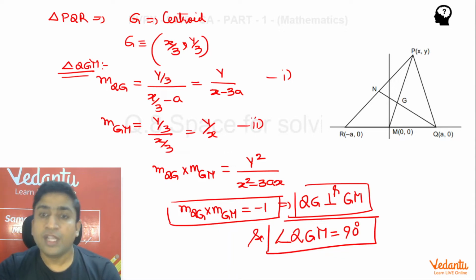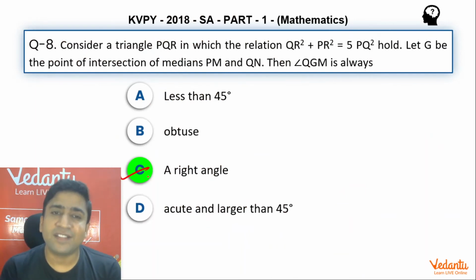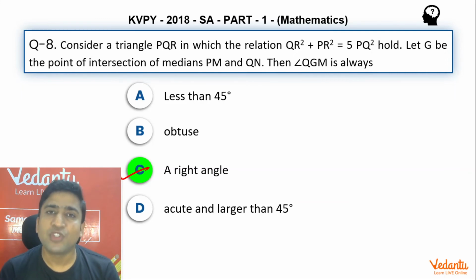Now if you try to watch out for the option, which option was the correct one, I hope all of you will agree. If the angle is 90 degrees, so obviously option C is going to be the correct answer, that is right angle. So guys, I'm sure every one of you would have understood the solution and all of you would have enjoyed also.